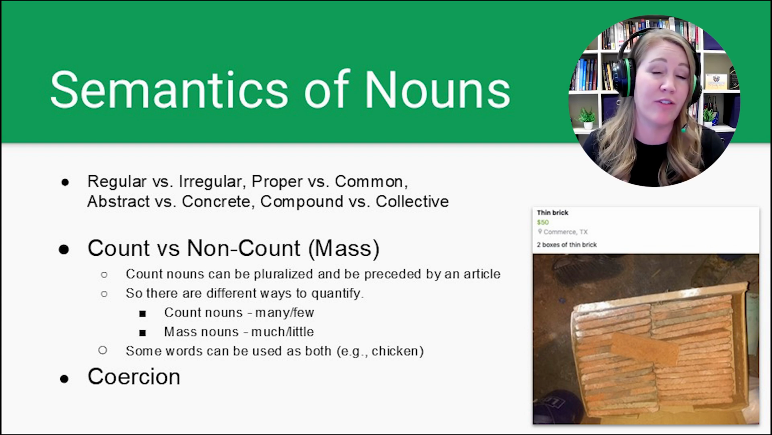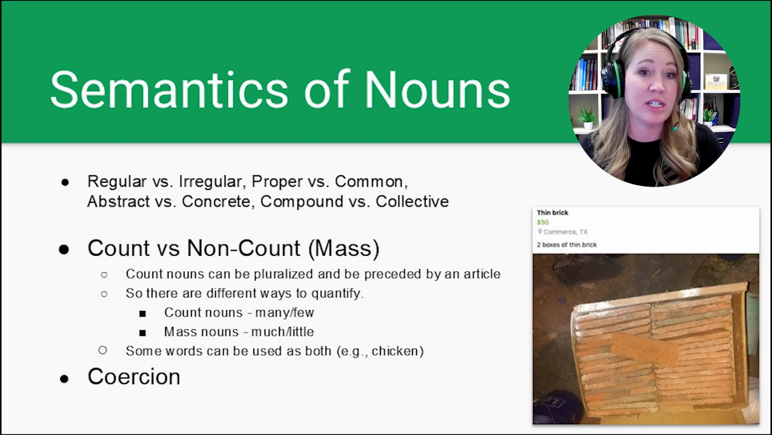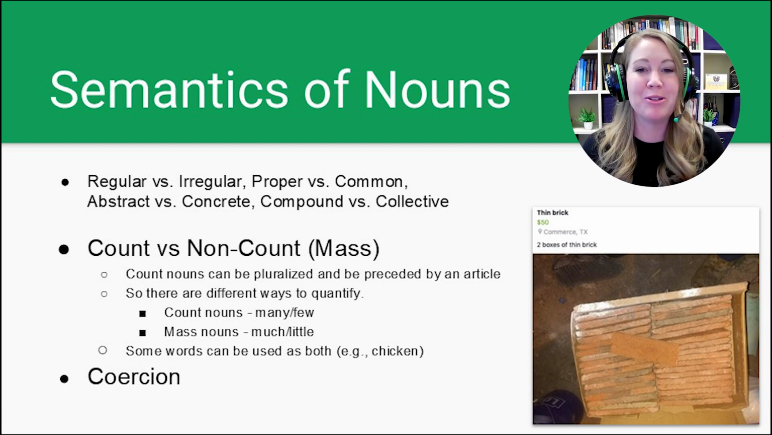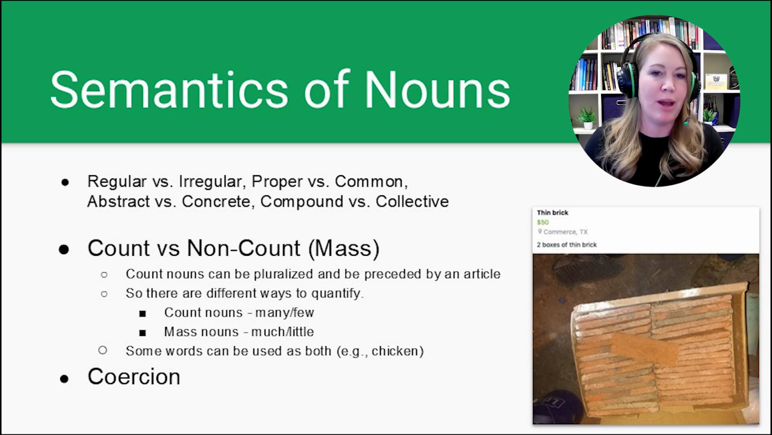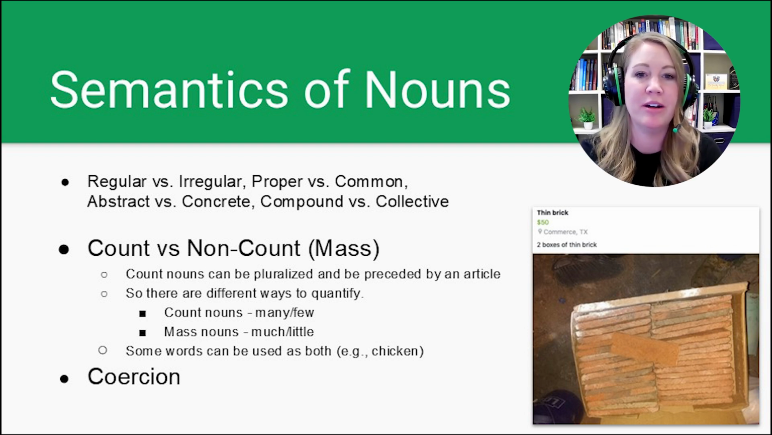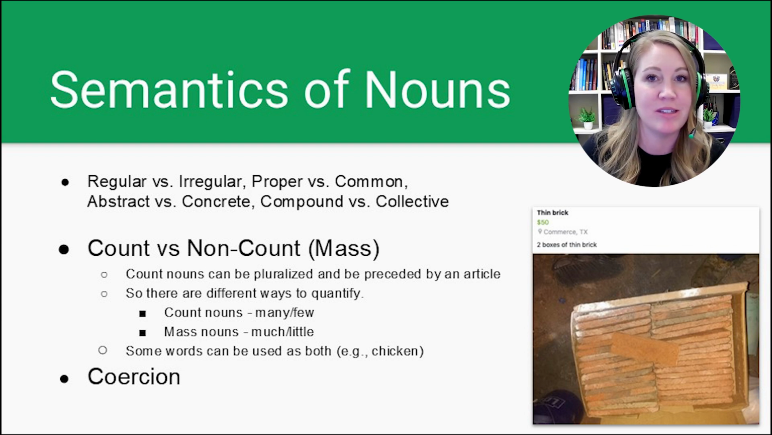If you'd like more information on these distinctions, I've included a link in the video description to another YouTube video where I actually discuss each of these categories in detail. That's just if you're curious. But these are fundamental concepts you should probably know by now. And if not, you can find the video. However, one area that might be less familiar is the distinction between mass nouns and count nouns.